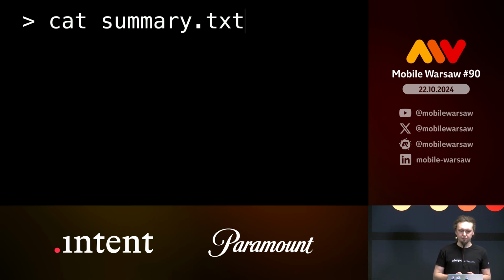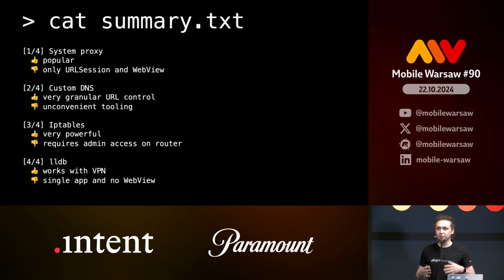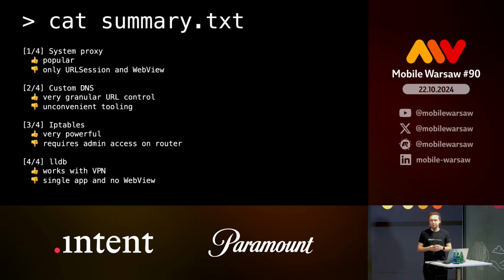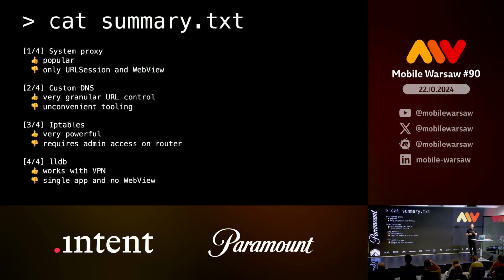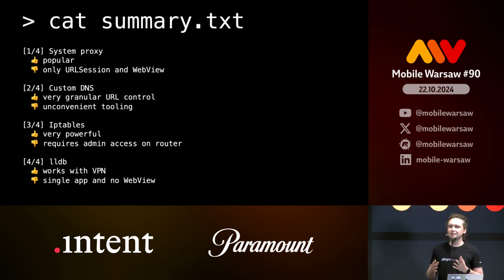So it's time to sum up. I showed you 4 ways of intercepting the network traffic. First is kind of a default starting point. System proxy is very popular, but it's somehow limited, at least on iOS, to URLSession infrastructure or to WebView.